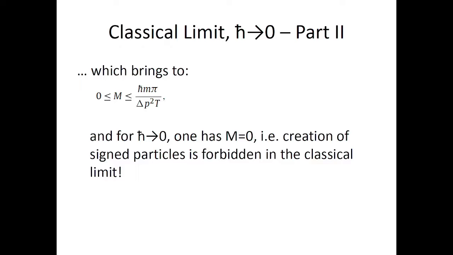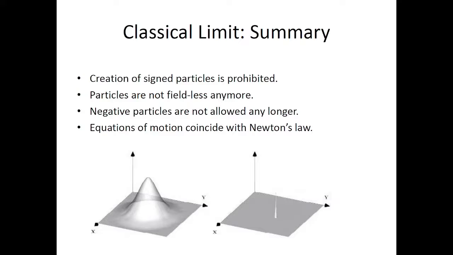In other words, even in the presence of an applied force or an applied potential, we have m equals 0, which means that there is no creation of sign particles, or in other words, creation of sign particles is forbidden in the classical limit. So again, we get to the point where we don't have creation of particles, just like it would happen in classical mechanics, and the only particles that are allowed to be simulated are particles with a positive sign. That is the summary of the classical limit that we just said. So creation of sign particles is prohibited.